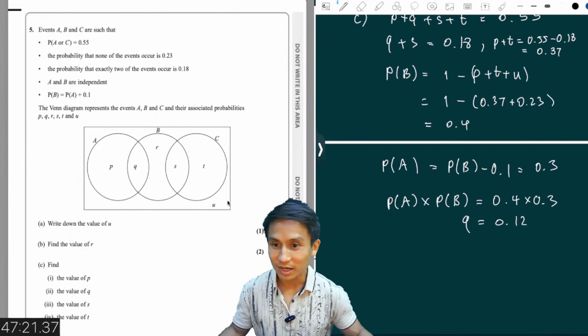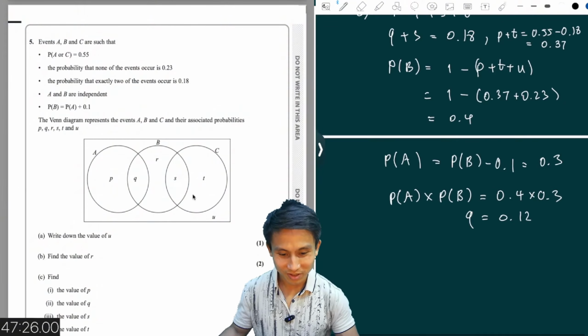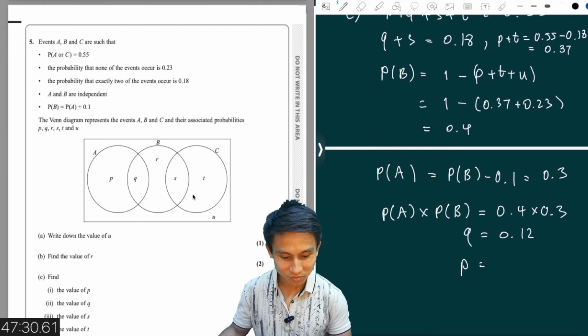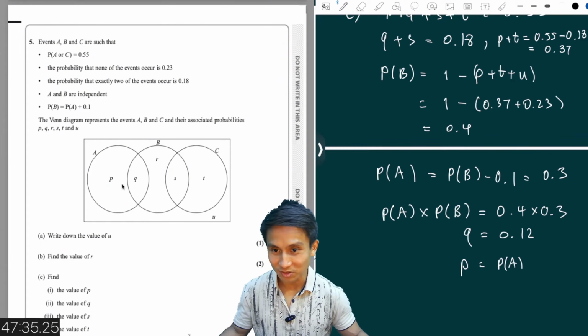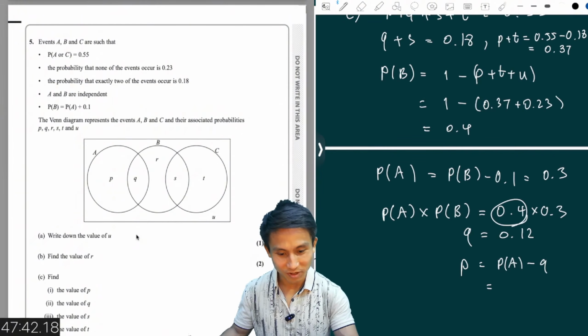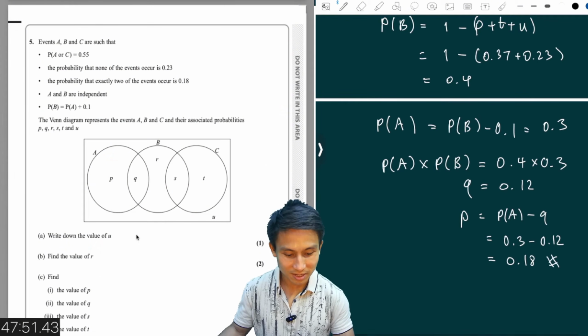So what was P again? Okay, hang on. We gotta order this. So P plus Q is A, yeah? So P should be PA, yeah? So P is just the remaining bit of PA, so it should be PA minus Q, which is, what was PA? PA is just 0.4, right? Wait, what? PA is 0.3, sorry. 0.3 minus 0.12, that's 0.18. So I got a P here, and I got a Q here.